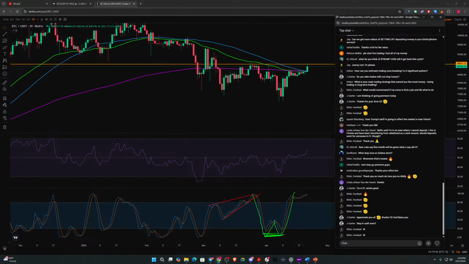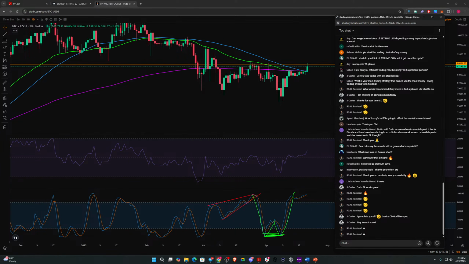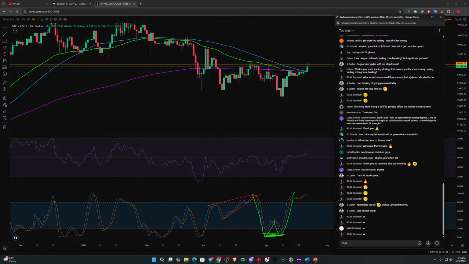Jay Carter said stay in USDT soon. It's very possible, right? So if there's going to be a pullback soon, it could be good to take some profits along the way here. But I still think we could have a big move. Just going to have to see how these next few days of daily candle closes happen.